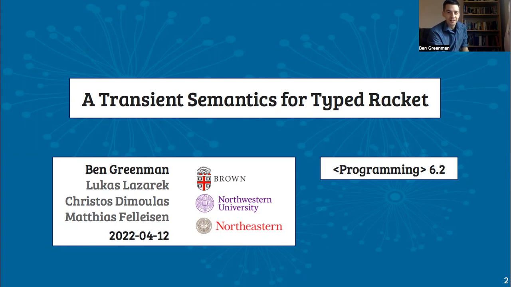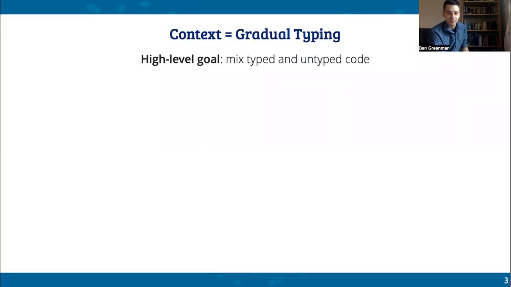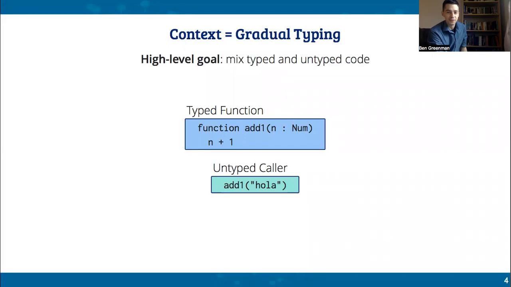So first things first, this work is about gradual typing. And so we're on the same page, a gradually typed language is one where we can mix statically typed code and dynamically typed code, or typed and untyped for short. Here's a simple example. We've got a typed function named add1, which says it expects one input n, and that n has static type number. And then down below, we have some untyped code, which is calling the function, sending add1 a string, hola, instead of a number. So we want to be able to write programs like this in a gradual language.